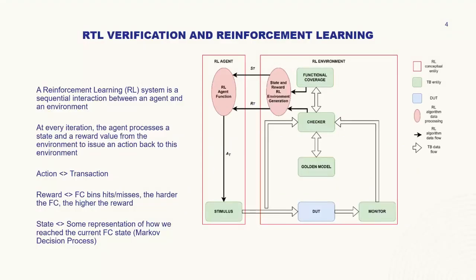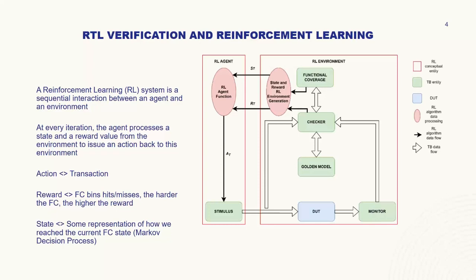Okay, so here we see our typical test bench. We have our DUT, stimulus, monitor, checker, golden model, functional coverage. And how do we actually look at a test bench as we know it in the context of reinforcement learning? So in reinforcement learning, you have basically two main blocks. You have an agent and you have an environment.